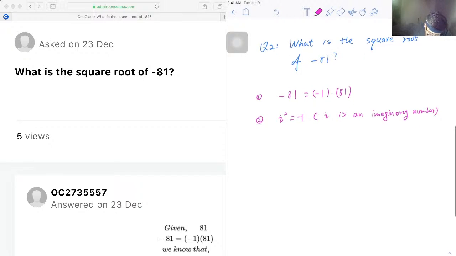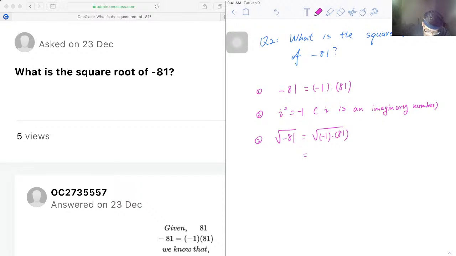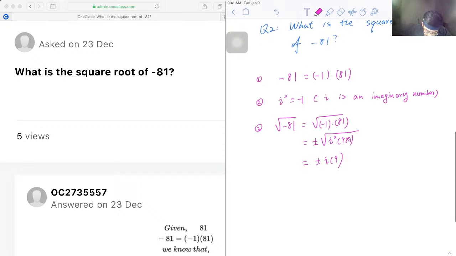Okay, so therefore we can write the square root of -81 is equal to the square root of -1 times 81. And we can also write that as the square root of i squared times 9 times 9, where we can take i and 9 out from the square root sign. So we have i times 9. Right, so the square root of -81 is equal to positive and negative 9i.